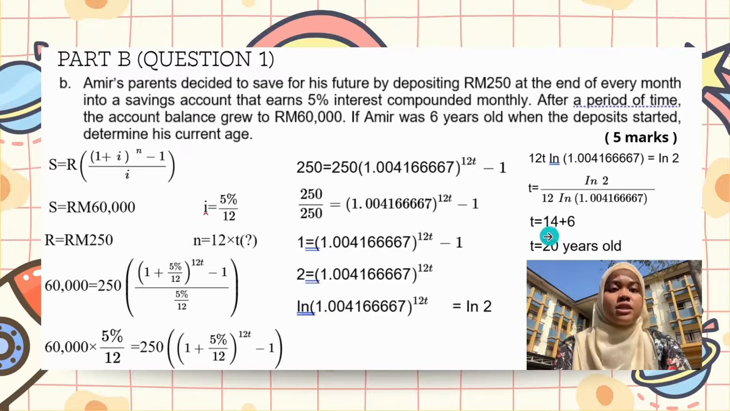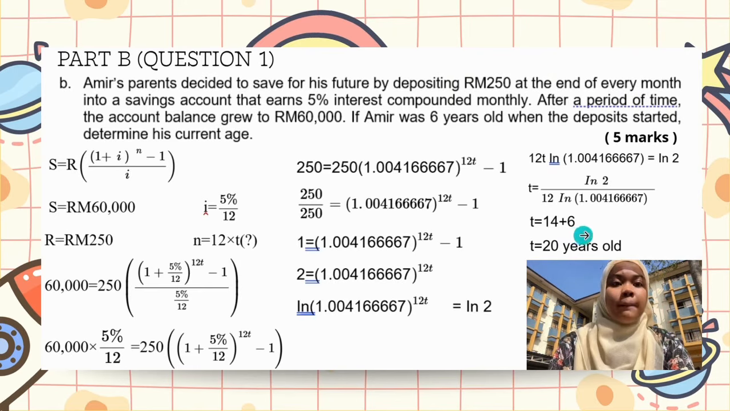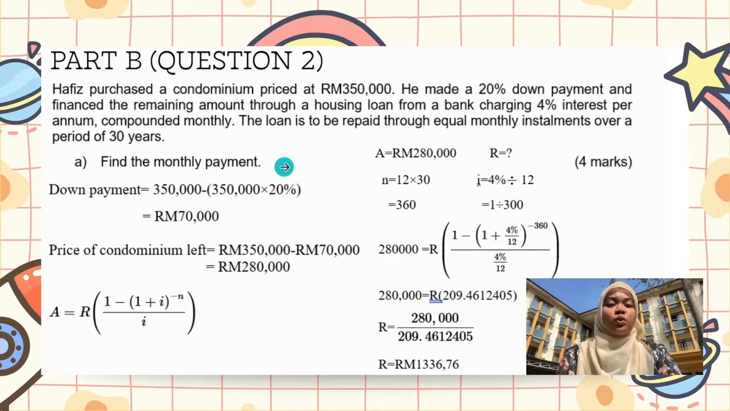After that, the question says that Amir started the deposit when he was 6 years old. Then you need to add them. So t equals 40 plus 6. Then his current age will be 46 years old. Then we move to question 2a.